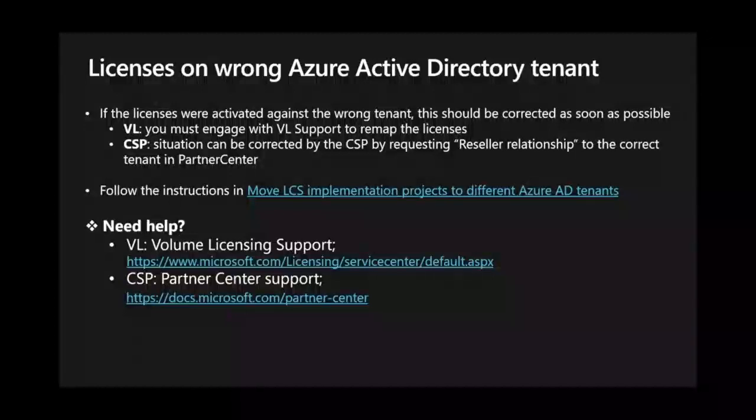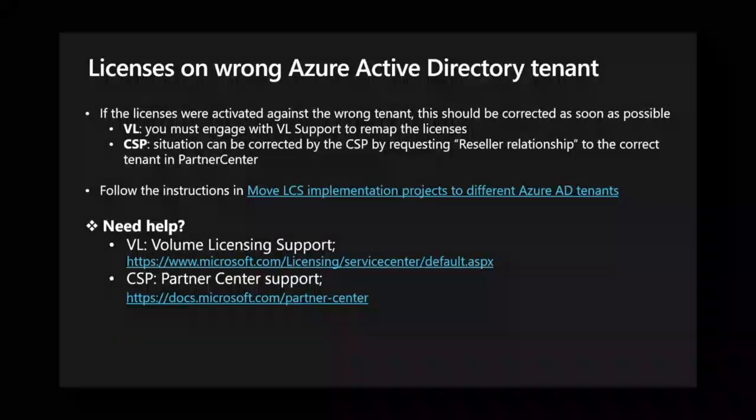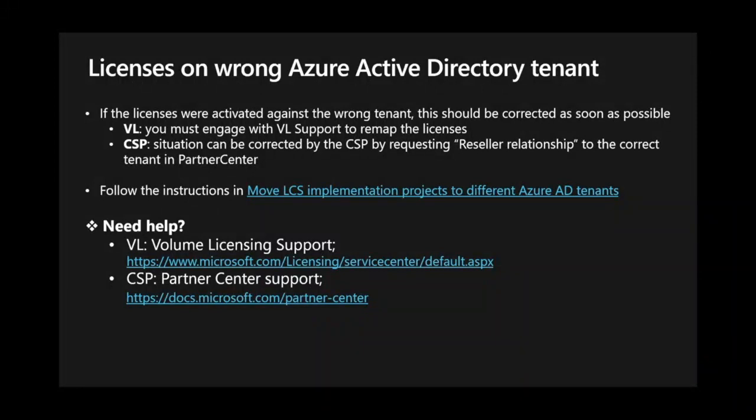Okay, so you realize that you got licenses, but your LCS project is on the wrong AAD tenant. What do we do here? You should contact your license reseller to map your licenses to the right tenant. We have also documented all the steps in the docs article. The link is here: how you can map licenses from the previous tenant to the new tenant, and how you go through other steps like LCS project creation, environments, sandbox, production, etc.